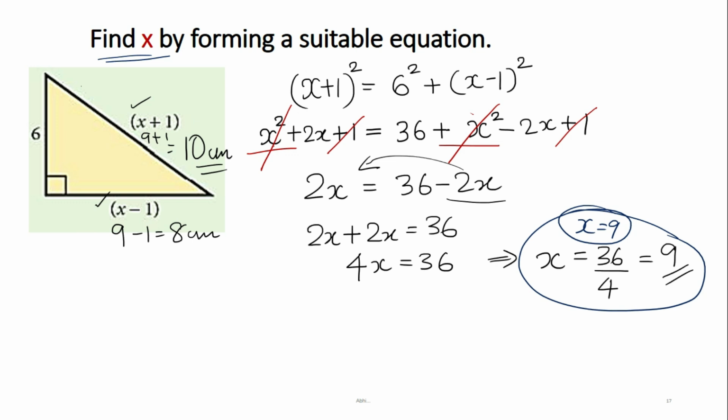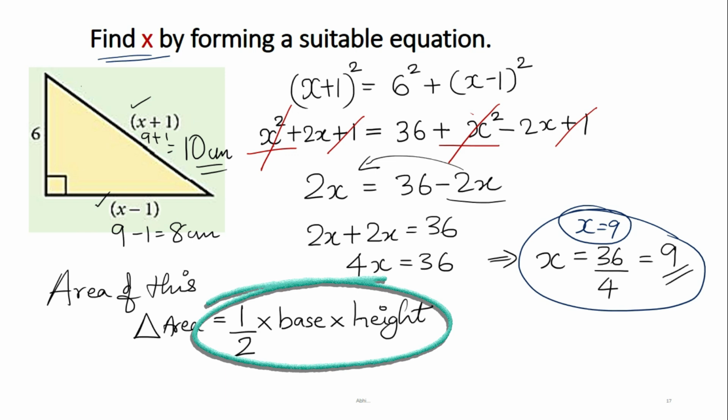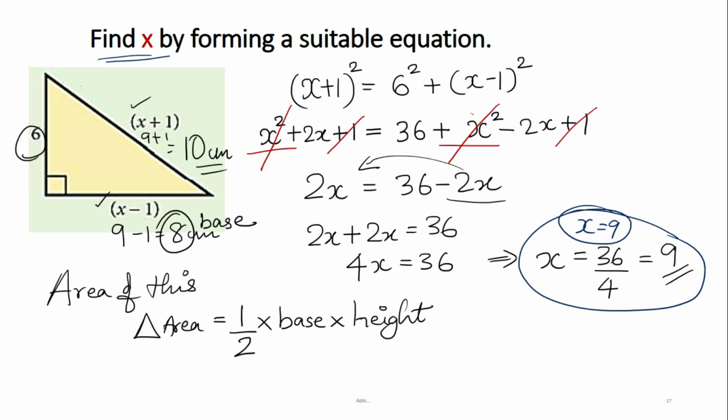Another question to expect here is to find the area of this triangle. So we know the formula for area of a triangle is equal to half times base times height. So now we have found the value for the base and height, which is 8 being the base and 6 being the height.